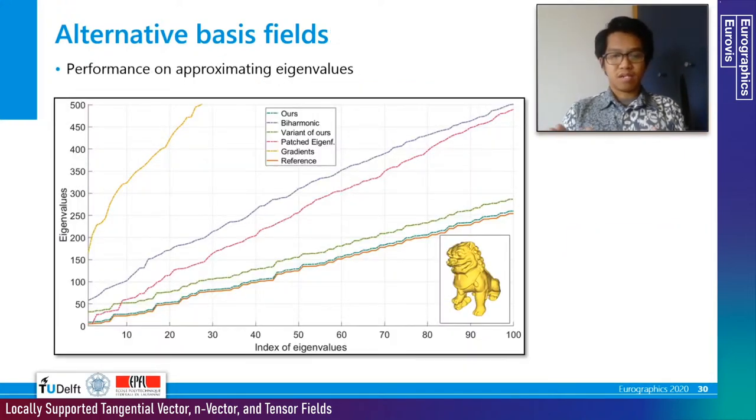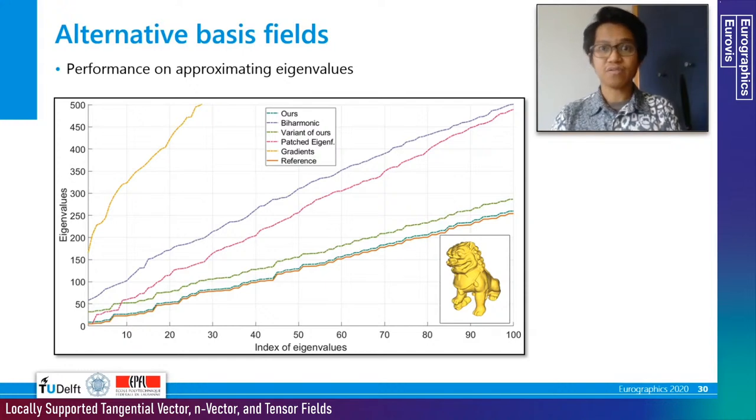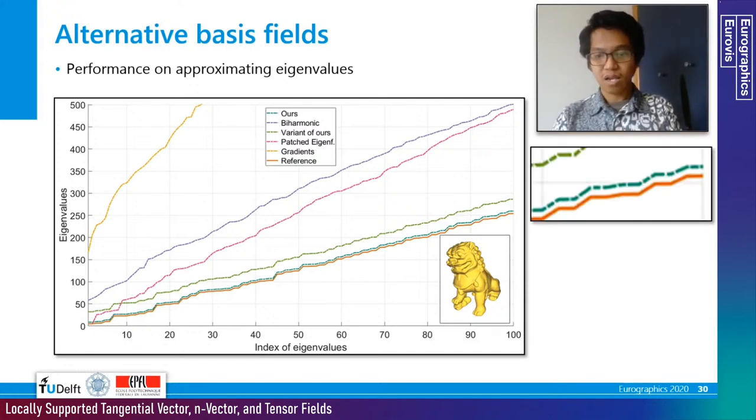Now let's see why our construction is better. We compare the performance of the alternative constructions in approximating the eigenvalues of the Laplace operator of the corresponding fields. The orange straight line here represents the reference eigenvalues. Ours is the dashed green line. It is clearly visible that our construction outperforms the other alternatives by a large margin.